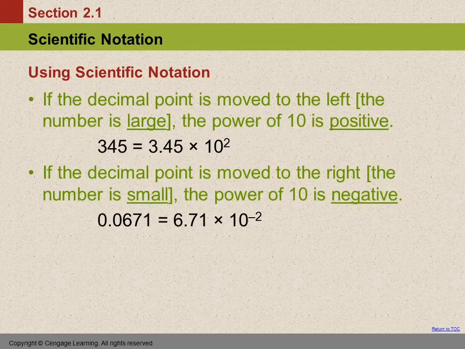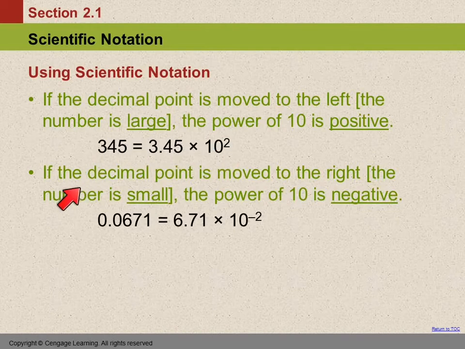If the number is large, the exponent is positive. Here we see 345. The decimal point originally would be after the 5. We need to move it 2 places for it to be 3.45. In scientific notation, there's always one non-zero digit, the decimal point, and any other numbers that may be there. You'll never have 34.5. So the exponent's 2, and it's plus 2 because this is a big number.